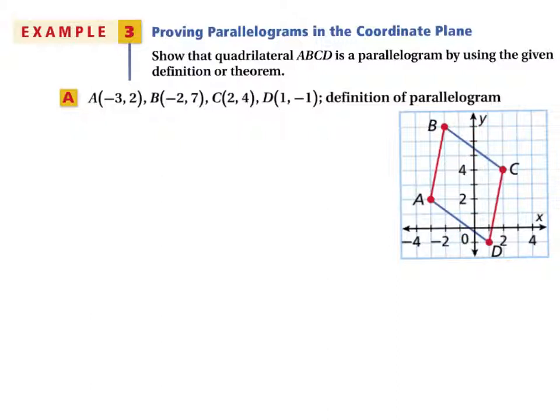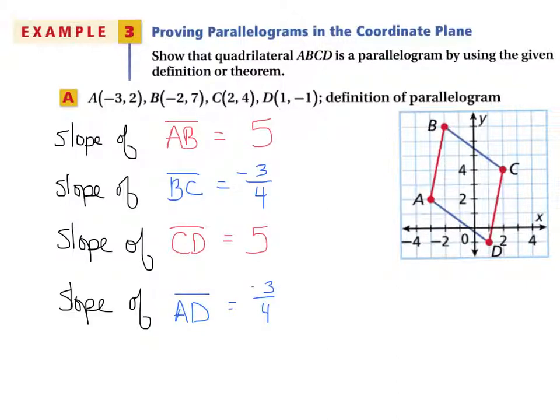But you could also prove that one pair of sides that are opposite of each other are parallel and congruent. So you could, for example, find the slope of segment BC and segment AD, and then use the distance formula to prove that they are congruent. That would also work. So let's find their slopes.